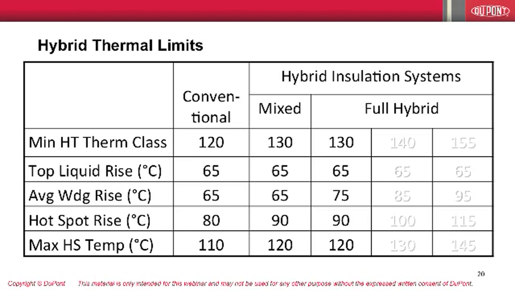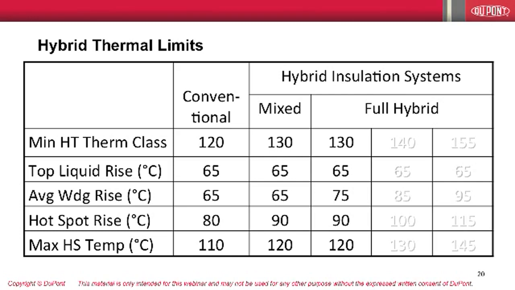Using these insulation system thermal classes, a family of thermal temperature rise limits can be developed as shown in this chart. Note that for hybrid insulation systems, the top liquid rise never exceeds the conventional liquid rise of 65 degrees C. The maximum hottest spot temperature is just the sum of the hottest spot rise and the average ambient temperature of 30 degrees C. For comparison purposes, the conventional temperatures are shown in the second column.